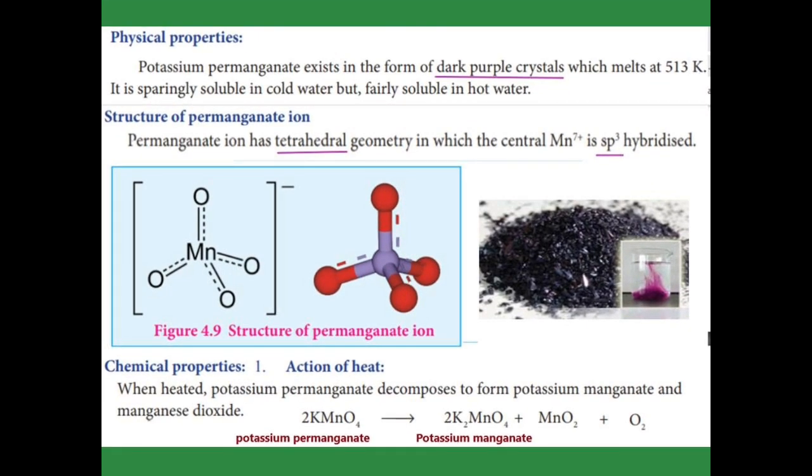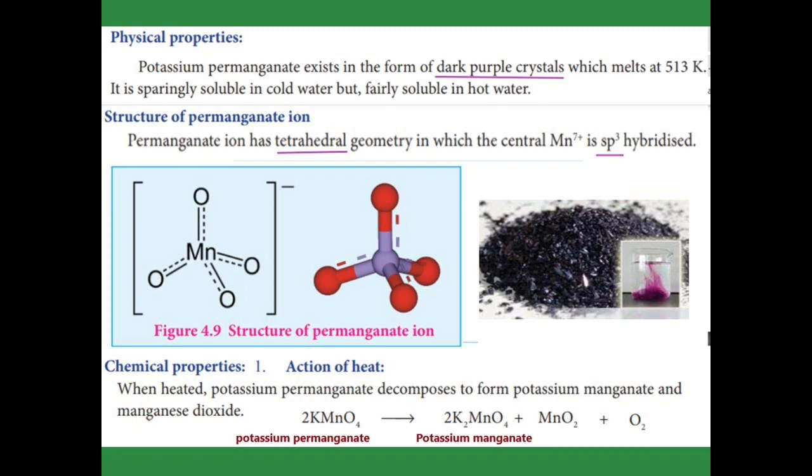Physical properties of potassium permanganate. The color of potassium permanganate is dark purple crystal. Now see the diagram. It is a dark purple color, and in water it gives a dark purple solution. It is strongly soluble in cold water, but fairly soluble in hot water. Then the structure of the permanganate ion is tetrahedral, the oxidation number of manganese here is +7, and the hybridization is sp3.